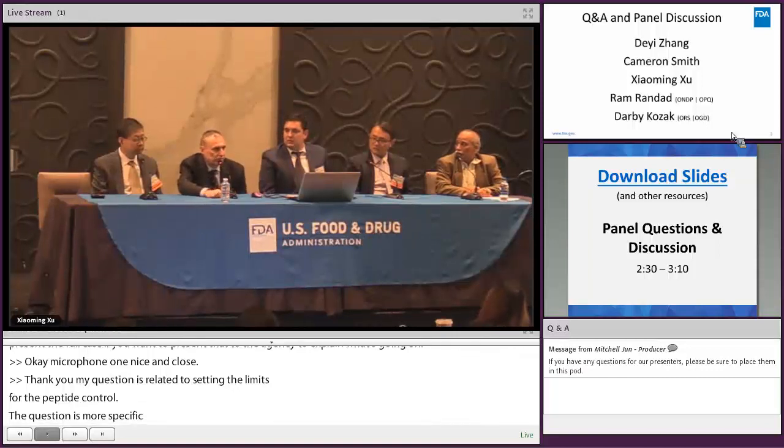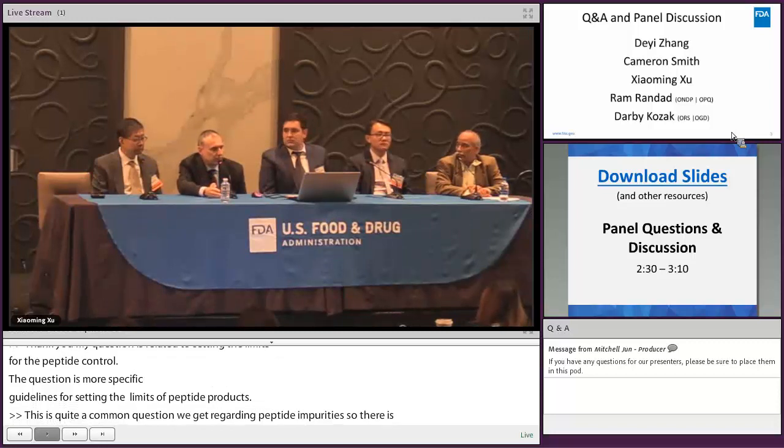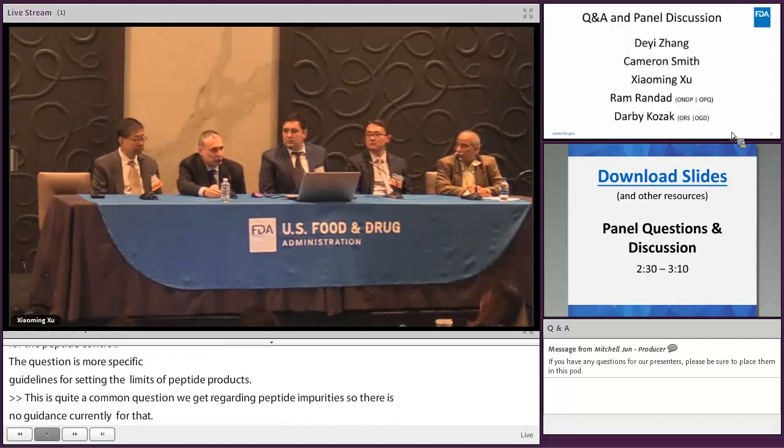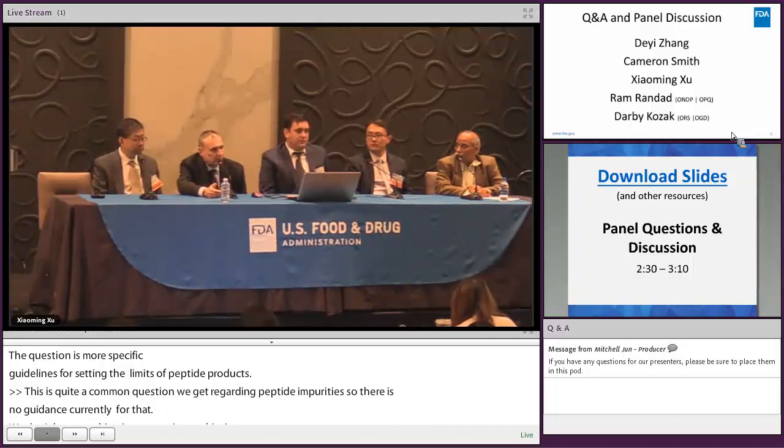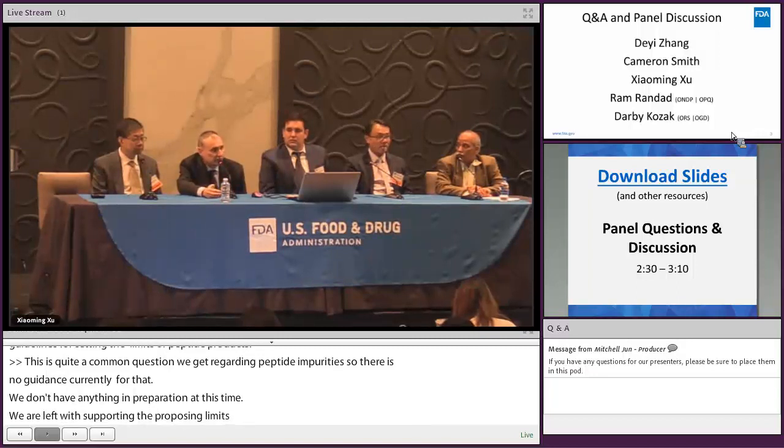This is quite a common question that we get regarding peptide impurity limits. So there's no guidance currently, obviously, for that purpose, and we don't have anything in preparation at this time. So you're really left with supporting your proposed impurity limits based upon comparison with the RLD and justification, in absence of that data, justification via toxicological testing, or if there's immunogenicity risk, testing along those lines as well.